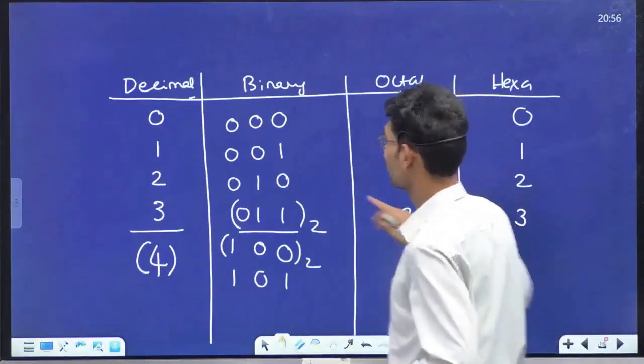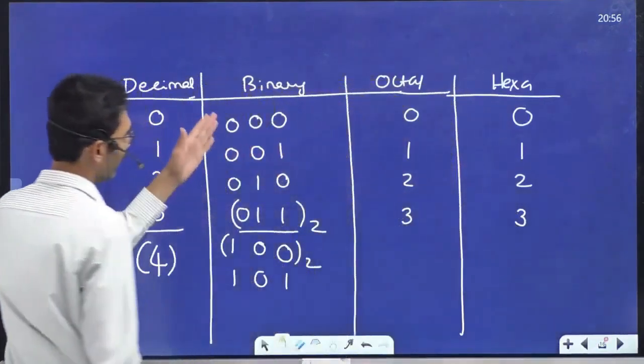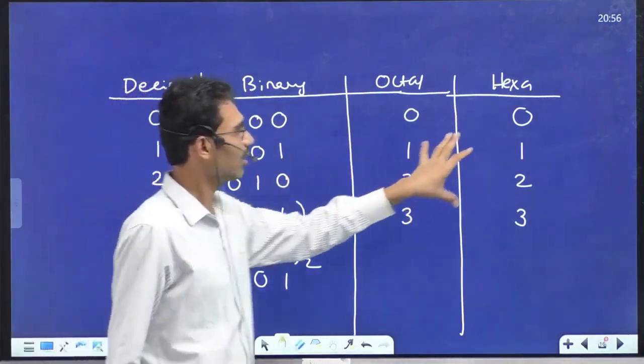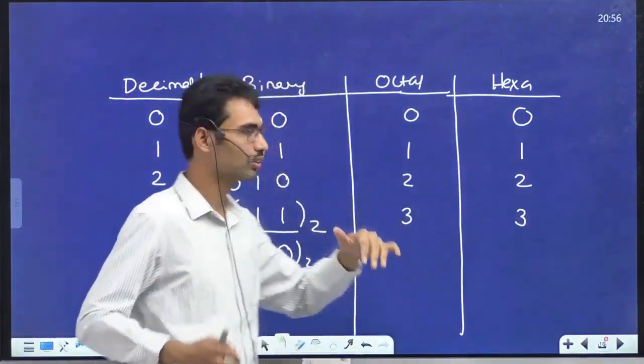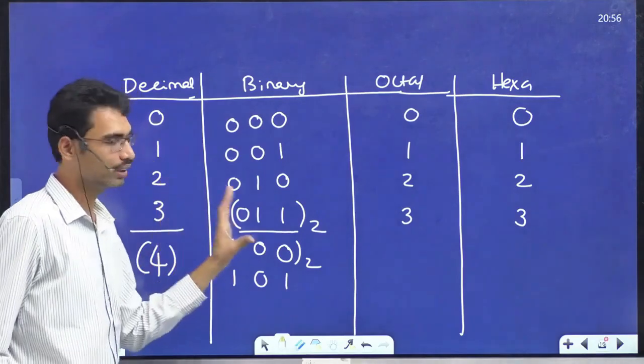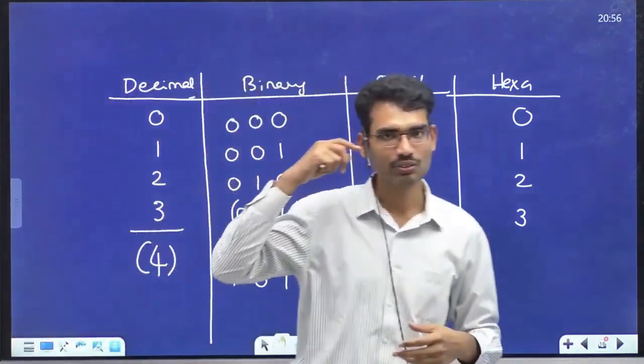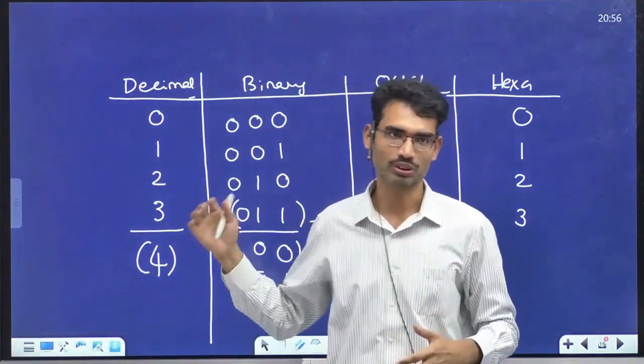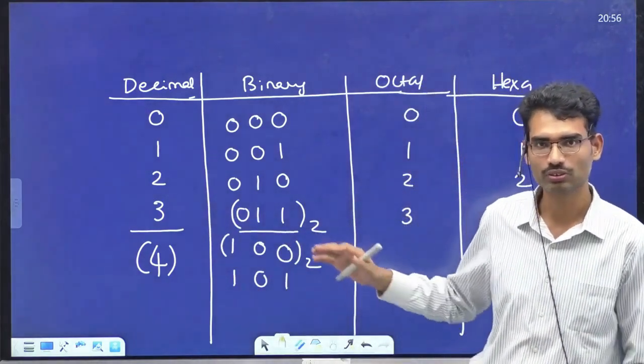You got to know this decimal system, binary. The same is the case with octal and hexadecimal also, but for now we are saying decimal and binary. So in the next class, we will continue the remaining portions. So here, we are going to stop this class.